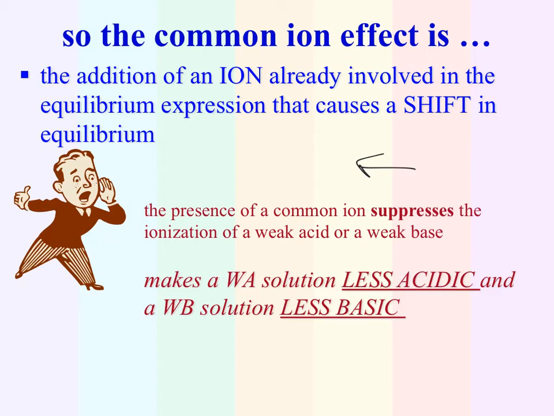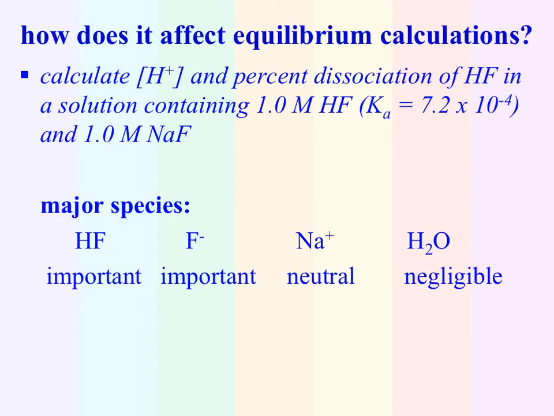And subsequently it is going to make your weak acid solution less acidic and your weak base solution less basic, because you're putting less H plus in solution and less OH minus in solution, respectively. So how's this common ion effect going to affect our equilibrium calculations? Well, let's go ahead and look at some examples.